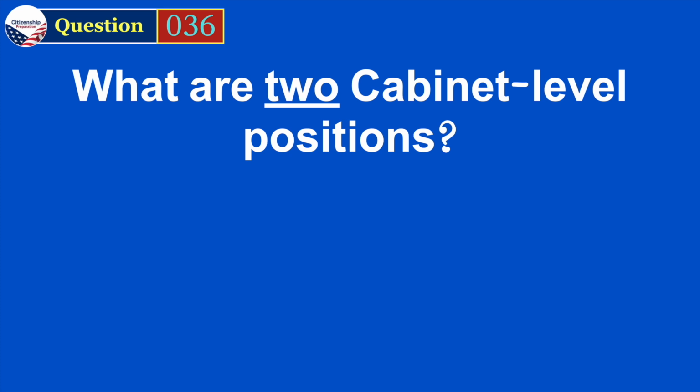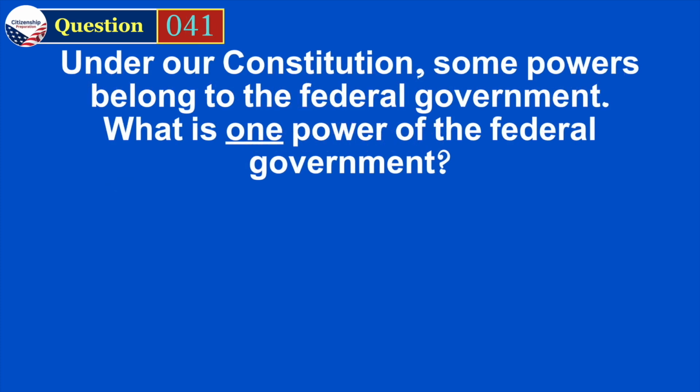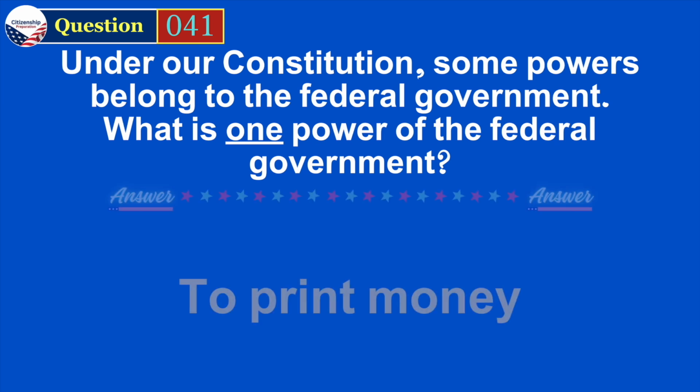What are two cabinet-level positions? Secretary of Defense, Secretary of Education. Under our Constitution, some powers belong to the federal government. What is one power of the federal government? To print money.